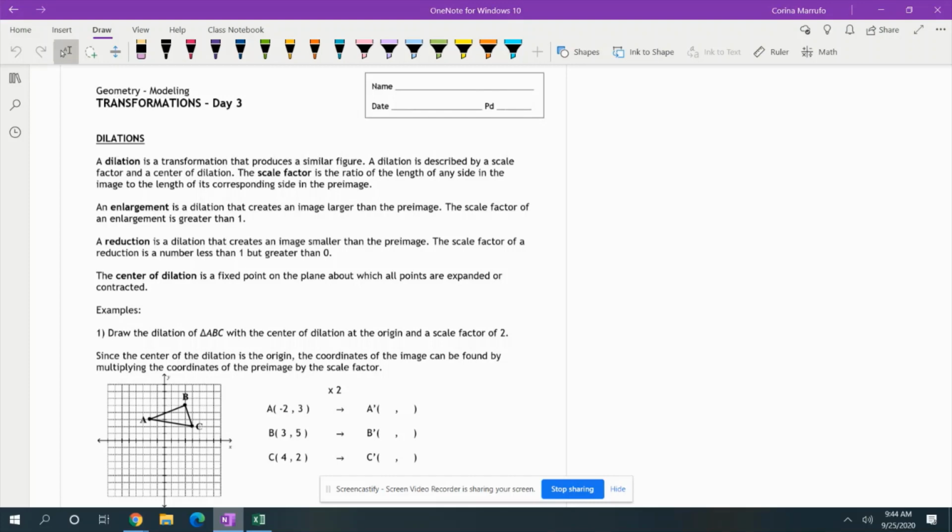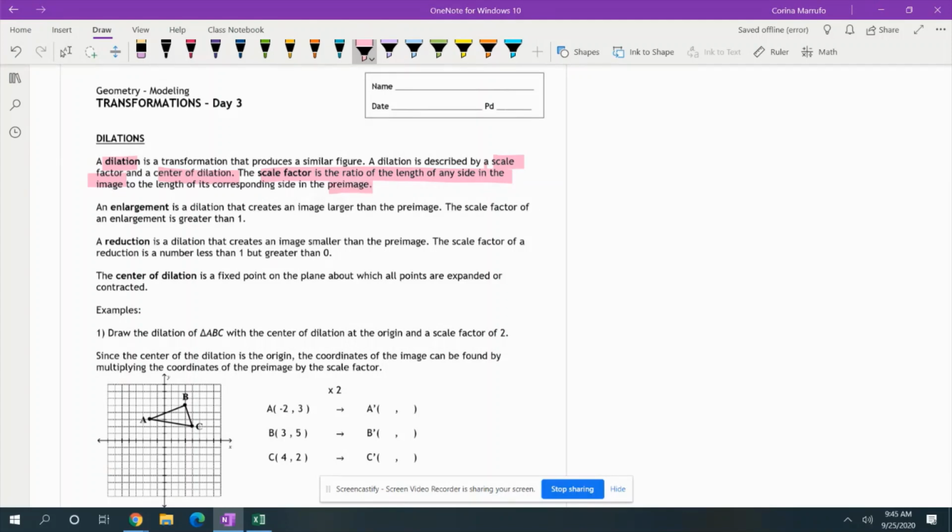So the next section that we're covering is dilation. A dilation is a transformation that produces a similar figure. A dilation is described by a scale factor and a center of dilation. So the scale factor is a ratio of the length of any side in the image to the length of its corresponding side of the pre-image.